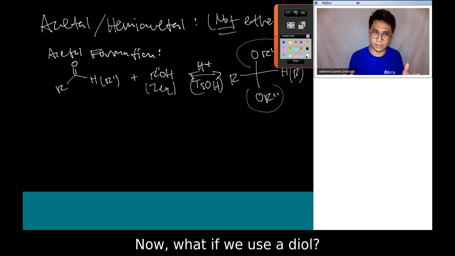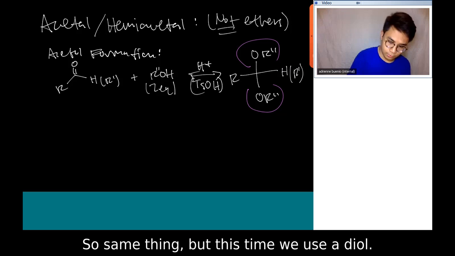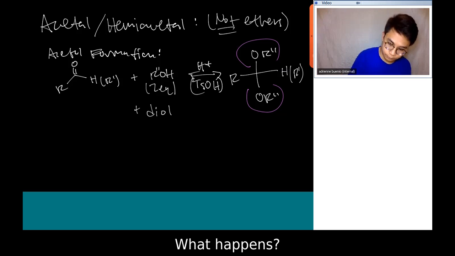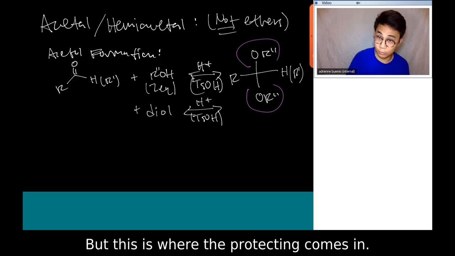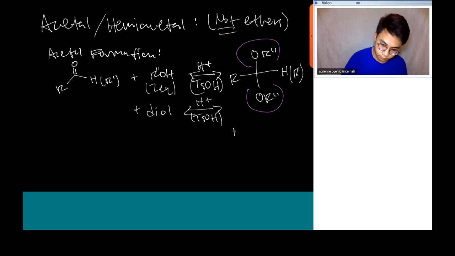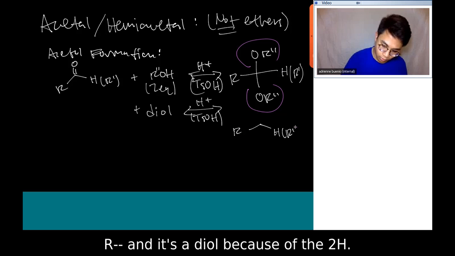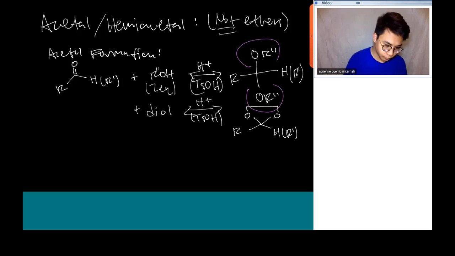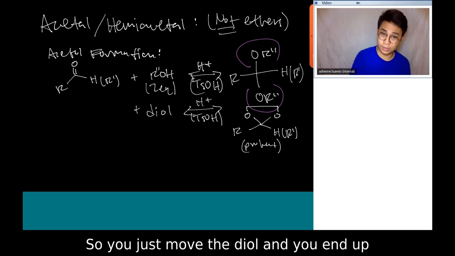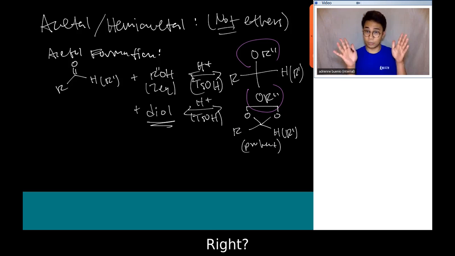Now, what if we use a diol? So same thing, right? But this time we use a diol. What happens? So same thing, right? H plus, TsOH, and I don't think I have room. But this is where the protecting comes in. Or, and it's a diol because of the two OH, right? So that's that. That's the protecting. Protect, right? So you just need a diol, and you'll end up with a protecting group, right?